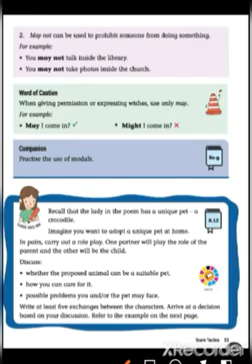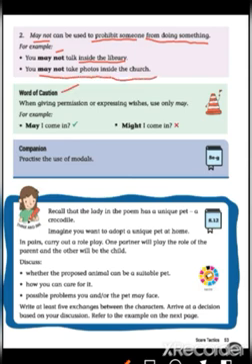Next, second one, may not. May not can be used to prohibit someone from doing something. For example, you may not talk inside the library. Next, you may not take photos inside the church.